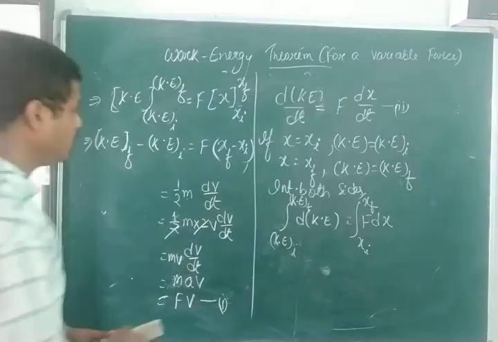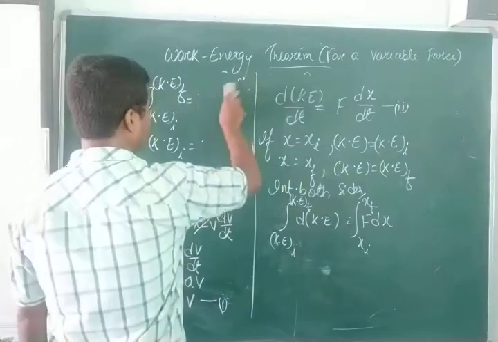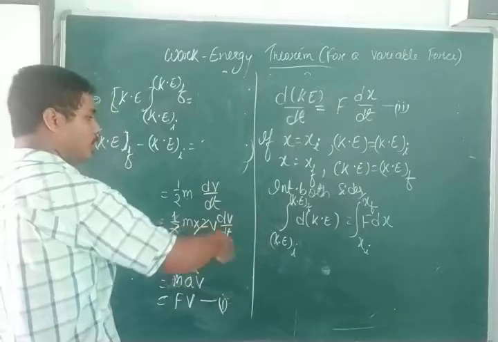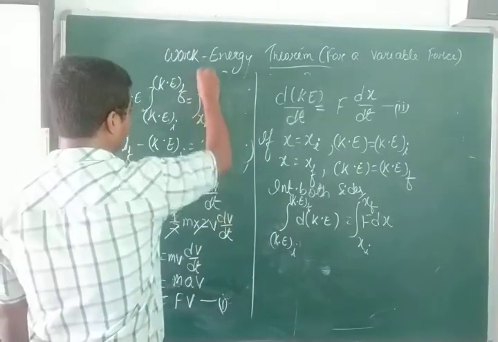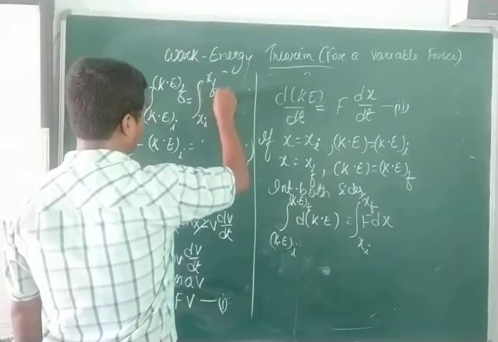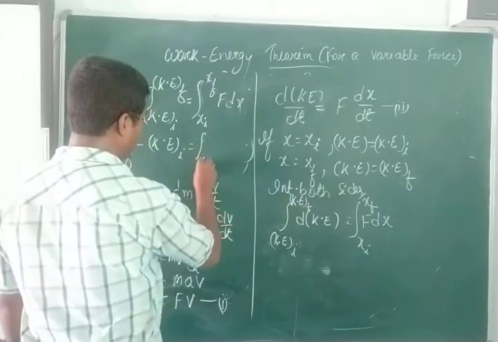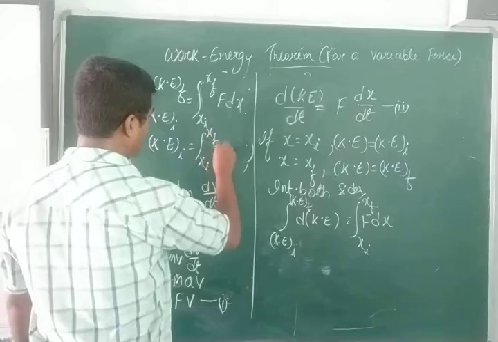Or you can do one thing. Instead of doing this, this is also correct. You just keep it on the right hand side similarly: the integral from xi to xf of F into dx.